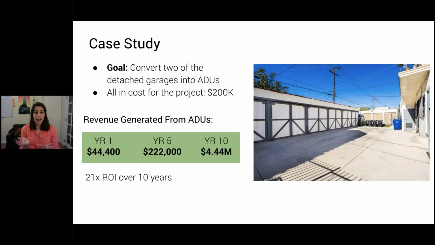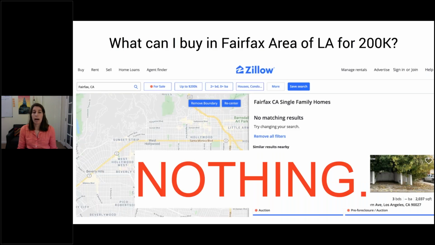So one of the things we looked at in analyzing this particular project was, okay, if you're going to spend $200,000 on this project, that's $200,000 you don't have on another project. So what is the opportunity cost of doing a project like this in Fairfax versus doing something else? One of the things that I pulled up and looked at was, what could I buy in the Fairfax area of LA for $200,000?